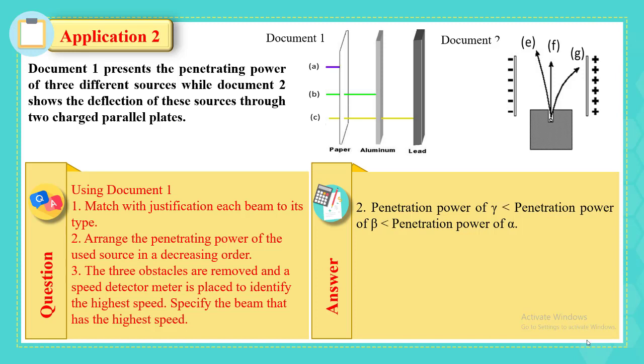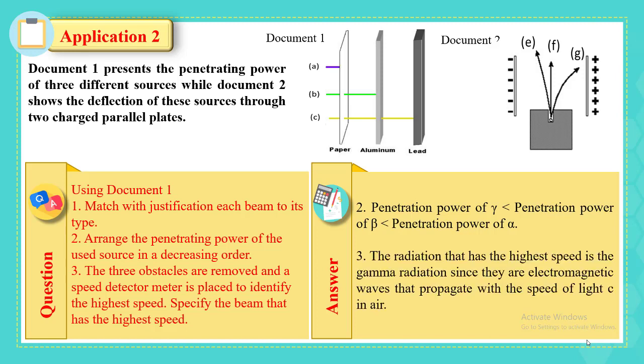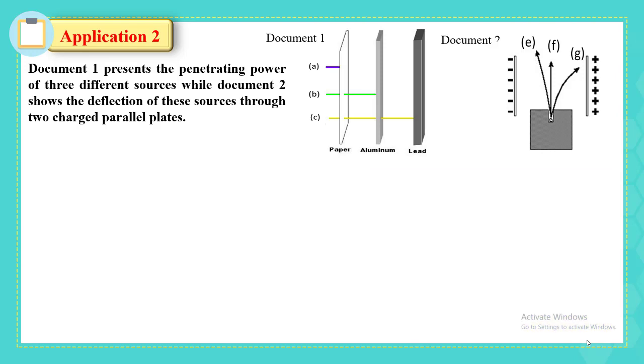In the third question, we have to specify the beam that has the highest speed if the three obstacles are removed and a speed detector is placed to identify the highest speed. The radiation that has the highest speed is the gamma radiation, since they are electromagnetic waves that propagate with the speed of light c in air. Now we move to analyze document 2.